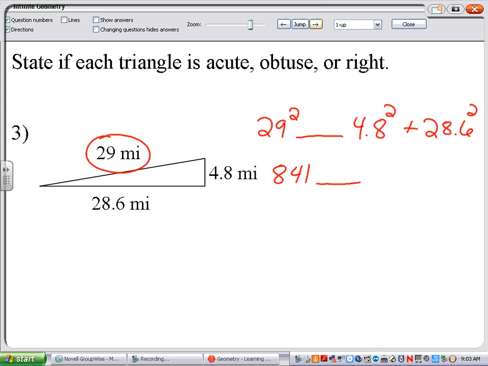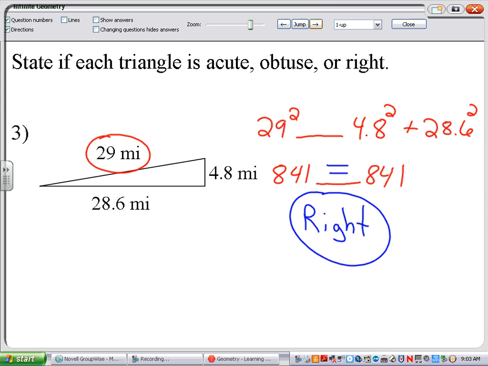And that comes out to be 841. Was that less than, greater than? It would actually be equal to. And that means this triangle is a right triangle. In other words, I could come over here and put that box in the corner. They're equal, so it's a right triangle.